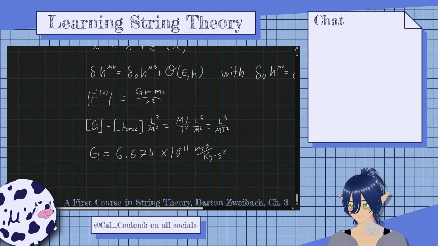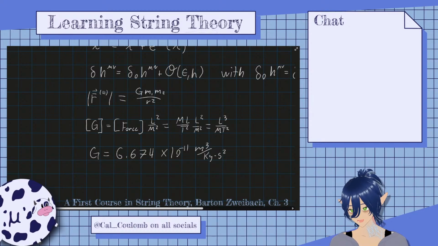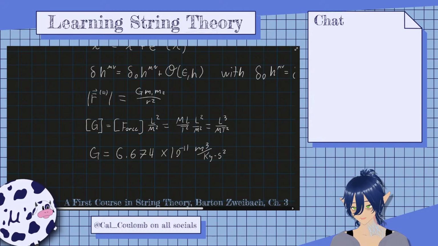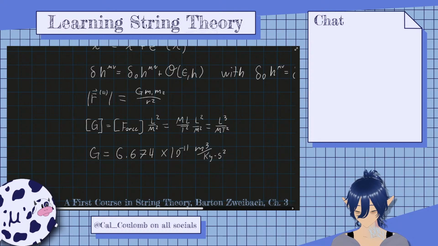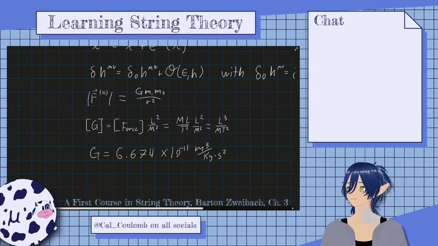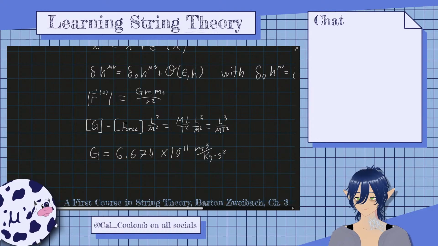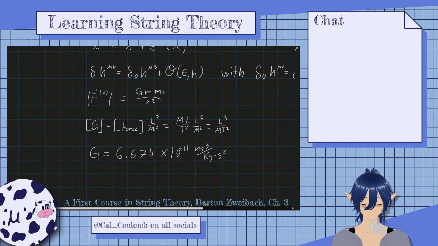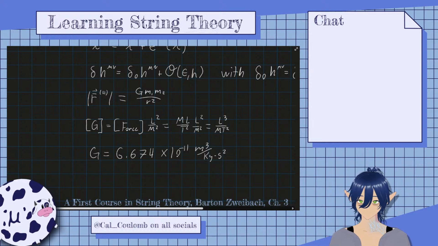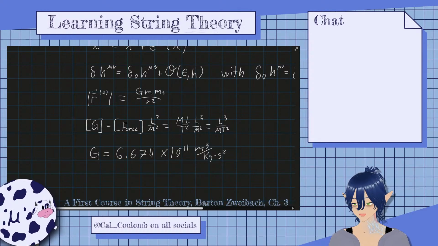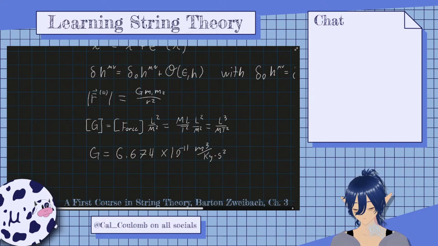Since c is equal to L over t, the units of c are length over time, and the units of h bar are m L squared over t. Hold on, let me think about that. Sorry, I was thinking in natural units. In natural units, h bar is dimensionless. But we're not using natural units right now. So the units of h bar are mass times length squared over time.